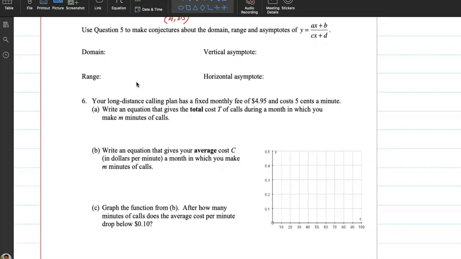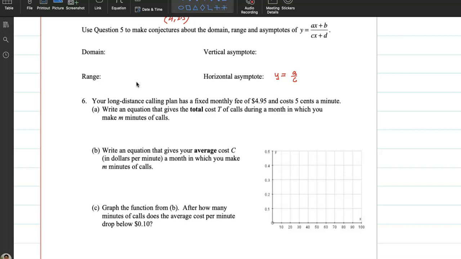So, question 5: make a conjecture for the domain, range, asymptotes and all that. We did that already. Domain is... first of all, get your vertical asymptote. Coefficient of x, that's your horizontal asymptote: y is equal to a upon c, the ratio of the numerator and denominator coefficients.